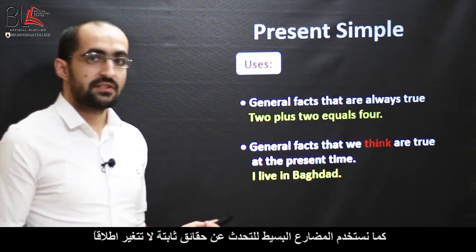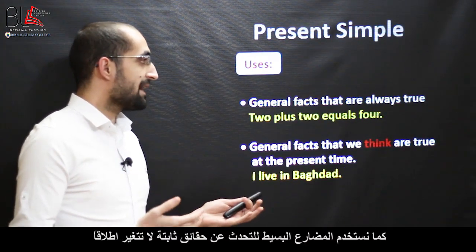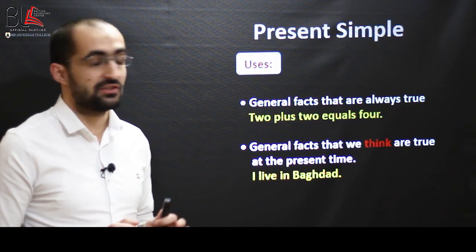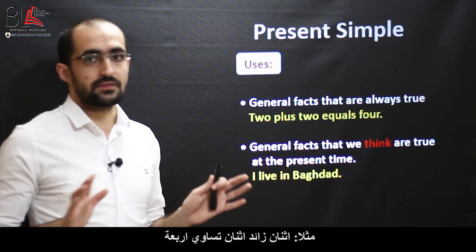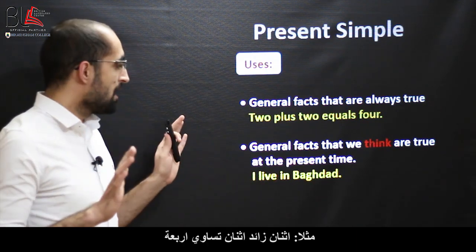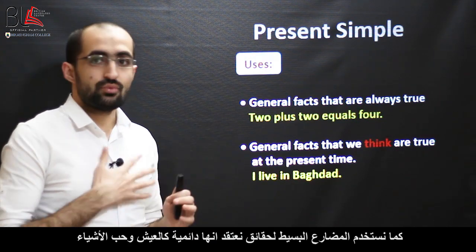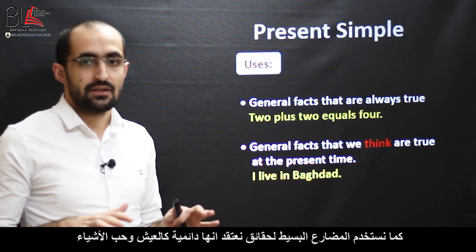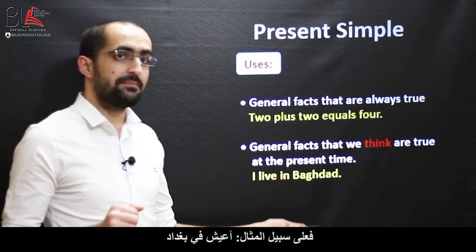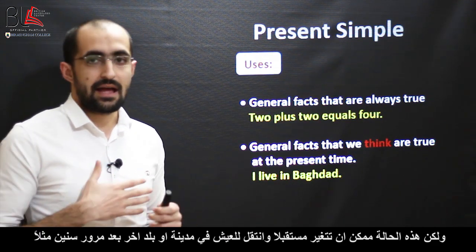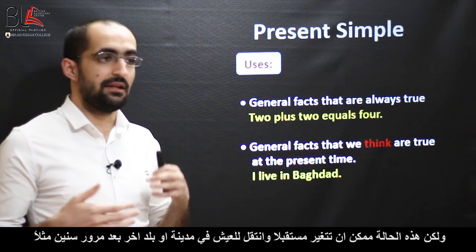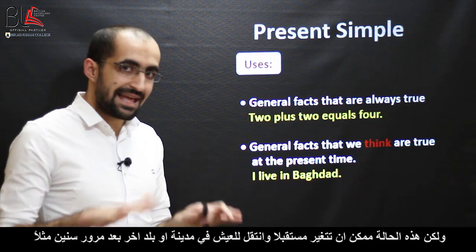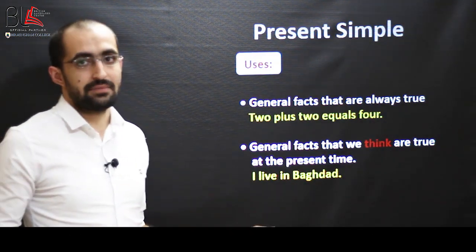We can also use the present simple with general facts that are always true, or in other words, fixed, that don't change, just like 2 plus 2 equals 4. It's a fact. We can also use it with general facts that we, as people, think are true at the present time at least. So for example, I live in Baghdad. So for the time being, I live in Baghdad. But who knows, maybe in 10 years, 20 years, I may move to another country or city. But for the time being, I live in Baghdad.